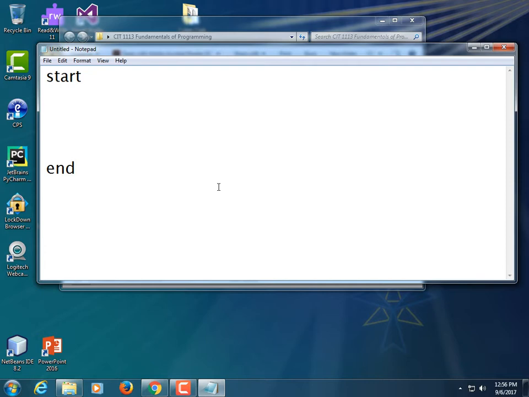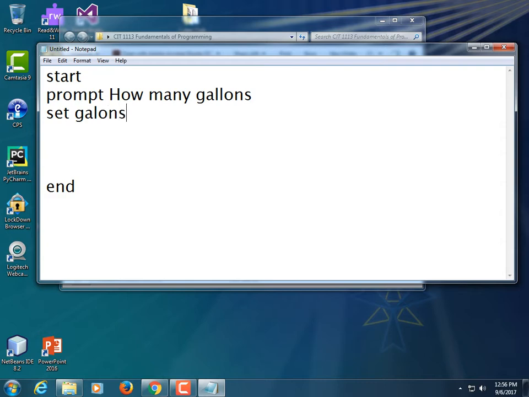Maybe like prompt or print how many gallons. So I'm asking the question, how many gallons? Okay? Now that's just a prompt. That's output to the screen. We're not getting an input at this point. Now I want to set it to a variable. A couple of you said that. So how about set gallons to input. I mean, whatever was input.